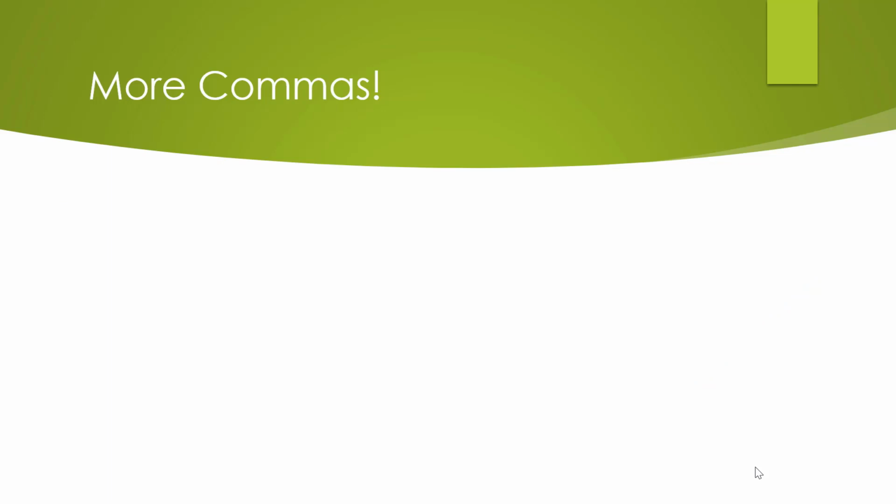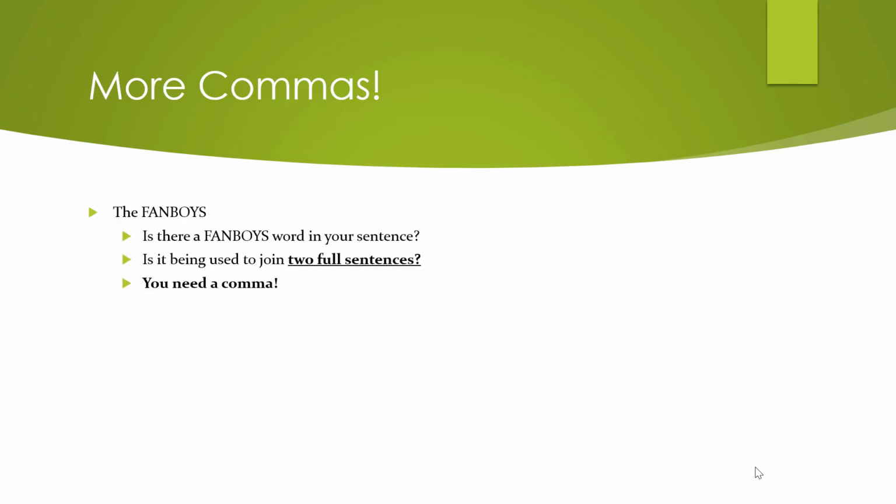More commas. We're not quite done, but we are almost done. This is the more complicated rule that people tend to get stuck on. So there's an acronym called FANBOYS, and the FANBOYS words, which go along with each of the letters, are for, and, nor, but, or, yet, and so.